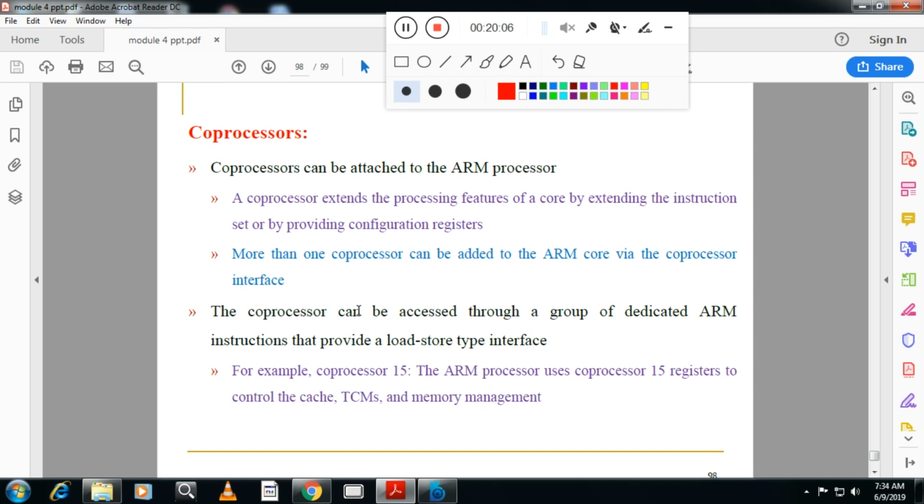The original version of ARM doesn't support a coprocessor. Doesn't support, in the sense that it does not have a built-in coprocessor. So it is not like the Intel x86 architecture. Here the coprocessor can be attached to the ARM.